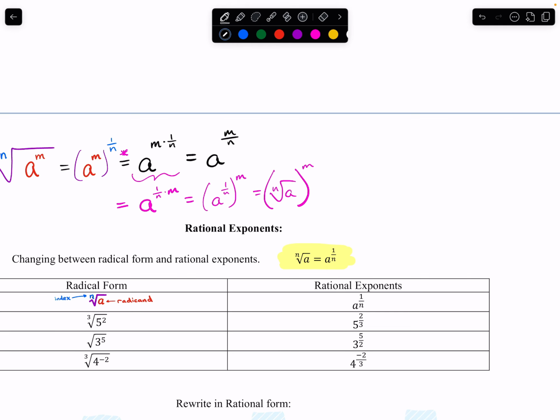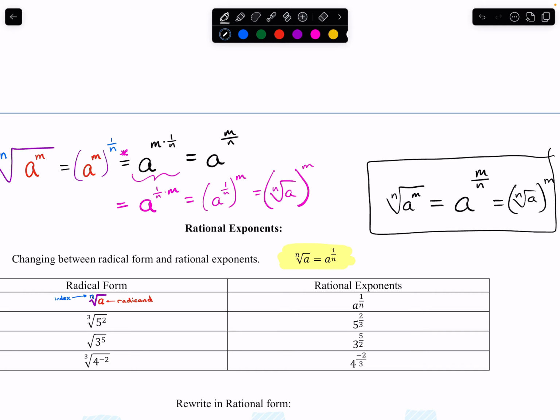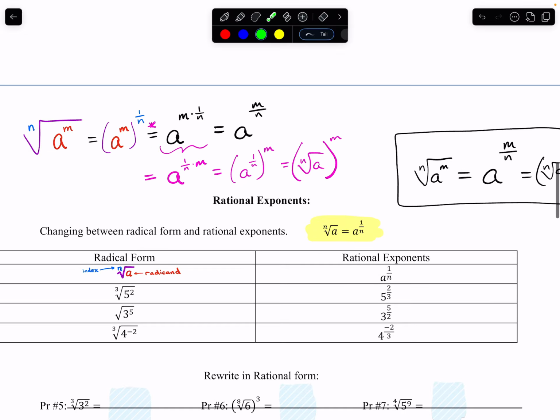Our more general version would be that the nth root of a to the power of m, that's the same thing as a to the m over n, which is the same thing as the nth root of a, all to the power of m. Any time you see one of these versions, you can replace it with the other. This is a very powerful equation that you should include on a note card and definitely know this for our chapter. Okay.